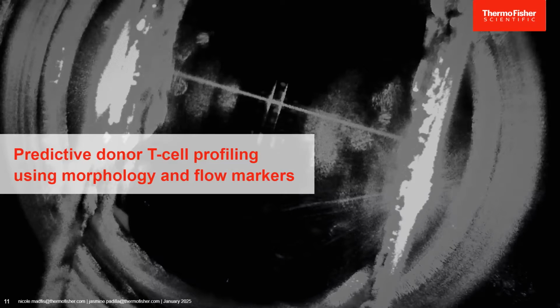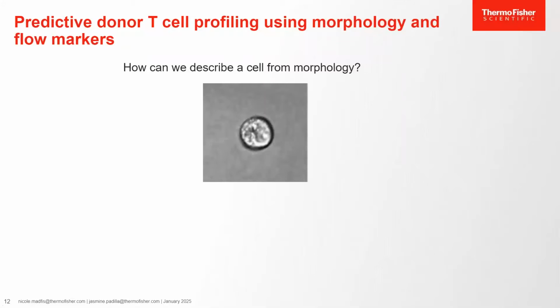Now I will talk about the results of a project that I've been working on, which involves predictive donor T-cell profiling using morphology and flow markers. Before we dive into how morphology data can be utilized, it's important to first define the various aspects of cell morphology. These can be characterized as follows.